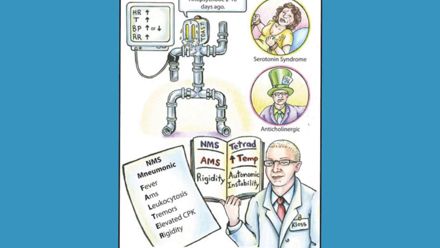This may help you remember the symptoms and signs of neuroleptic malignant syndrome. The patient can experience symptoms within 2 to 10 days of starting an antipsychotic medication. Heart rate, temperature, respirations all increased. Blood pressure may go up or down. You have to differentiate it between serotonin syndrome and symptoms of an anticholinergic. So rule out those things as well. But here's a mnemonic that you could use to remember what the symptoms are of NMS. And that spells out FALTER: fever, autonomic instability, leukocytosis, tremors, elevated CPK, and rigidity.